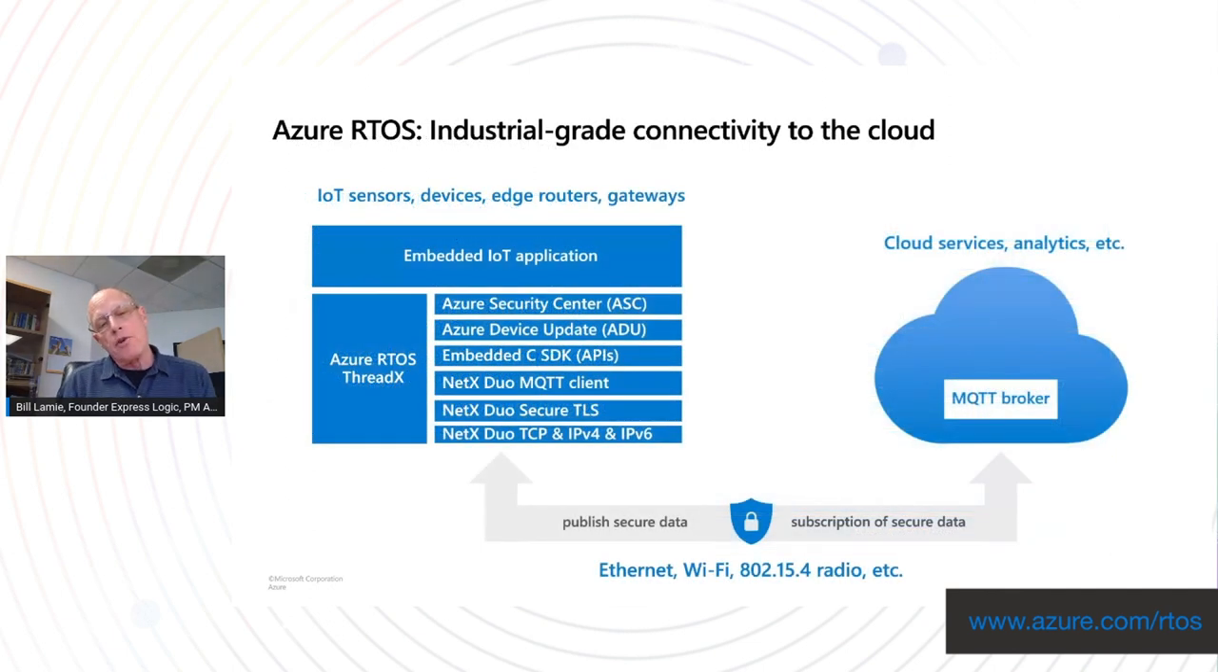This is just a diagram showing the cloud connectivity pieces. You'll see Azure RTOS ThreadX and basically the TCP/IP stack with IPv4 and IPv6 support, TLS, MQTT. That gets you the base connectivity to something like Azure IoT Hub.